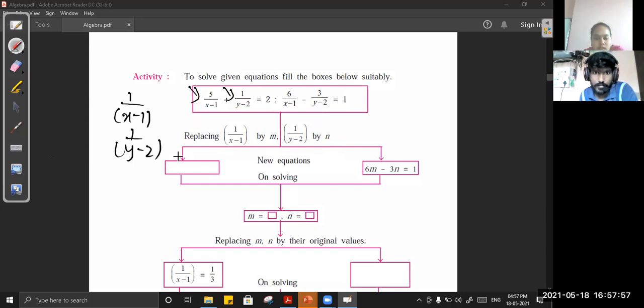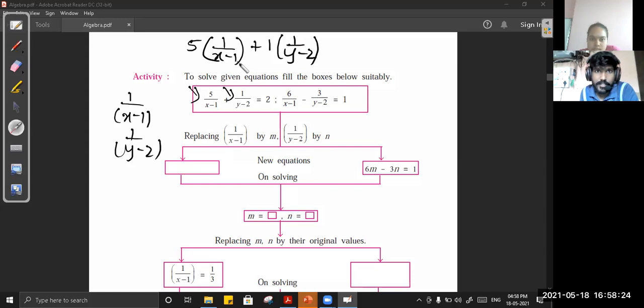5 equals to 1 upon minus x. No, no. See, first of all, it is exactly the same way as the previous one. So here you separate 5 and 1 upon x minus 1, plus 1 into 1 upon y minus 2. Now 1 upon x minus 1 is m and 1 upon y minus 2 is n. So now can you tell me?